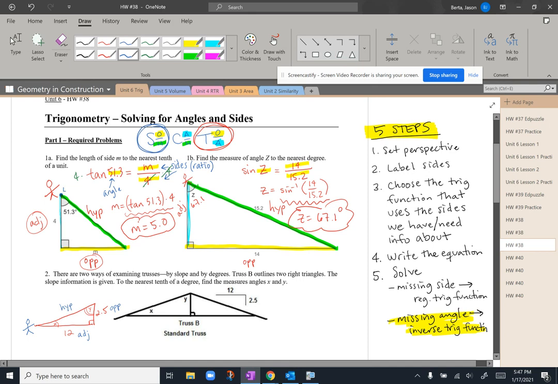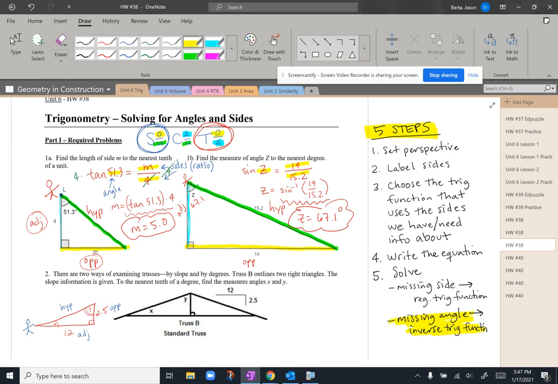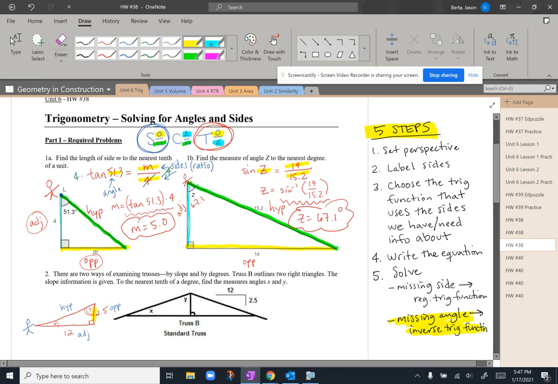Once you've done that, you choose which trig function to use. All right, we've got an opposite over here that we know something about, and we know information about the adjacent side. So I'm going to use tangent again. I'm going to set up the equation. Tangent of x equals opposite, which is 2.5 over adjacent 12. Since I'm solving for a missing angle, I need to use the inverse tangent function. So we take the inverse tangent of our ratio that we found, and that's how I'll solve for x.